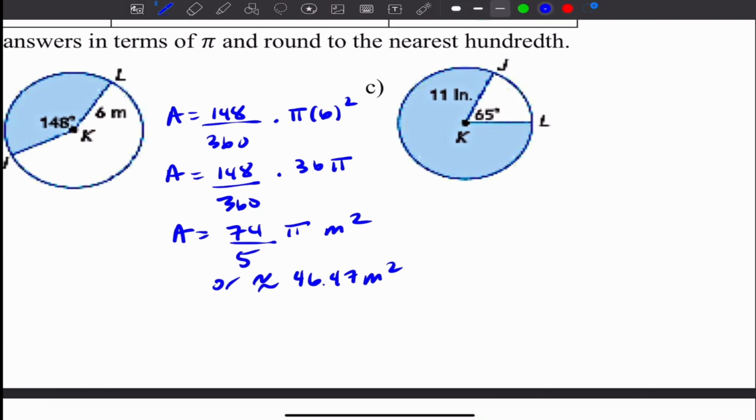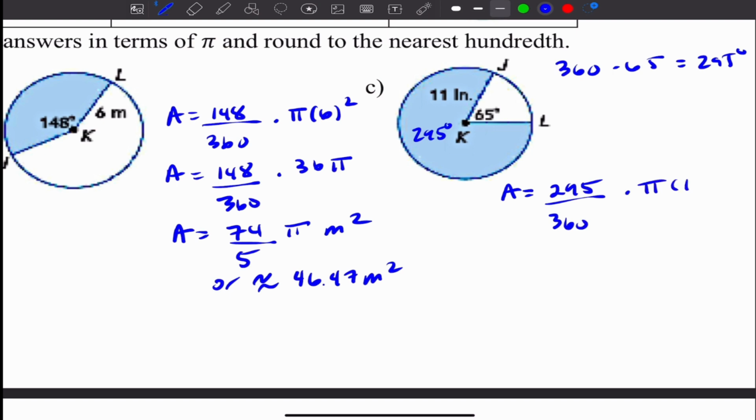Okay, so let's take a look at C. So this time I'm trying to figure out the area of this particular section of the circle. Notice that the central angle over here is 65 degrees. So this is not 65 degrees, but we know that a circle is out of 360, right? So if this is 65 degrees, then what is left over? So I'm going to do 360 minus 65, which is going to give me 295 degrees. So the area of the shaded region, in terms of degrees, it's 295. So the area is equal to 295 over 360 times pi 11, the quantity squared. So your area is equal to 295 over 360 times 121 pi.